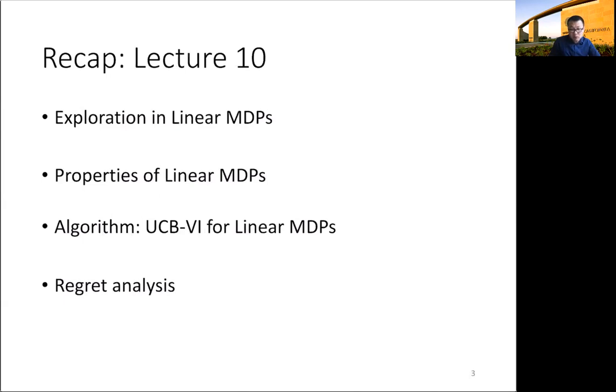We were able to prove the regret of linear MDPs and show that the regret is proportional to square root of n, where n is the number of episodes that you run. Which means that this algorithm is a no regret learning algorithm.